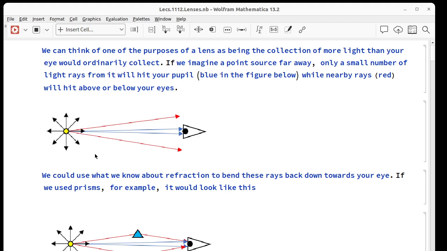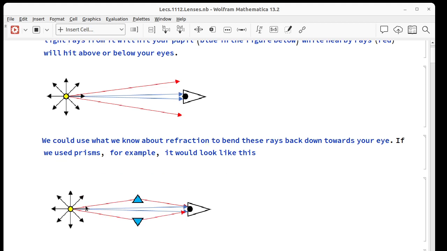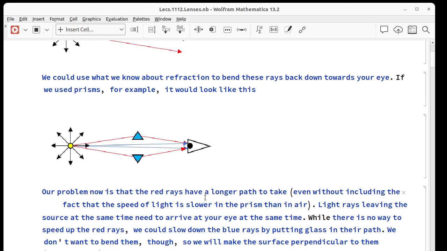We could use what we know about refraction to bend these rays back down towards your eye. So we know that if we put prisms here, the light rays going up would get bent back down towards your eye. The problem is we need for all the light that leaves the point source at one time to reach your eye at the same time.